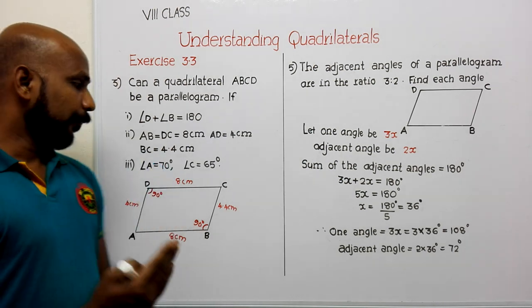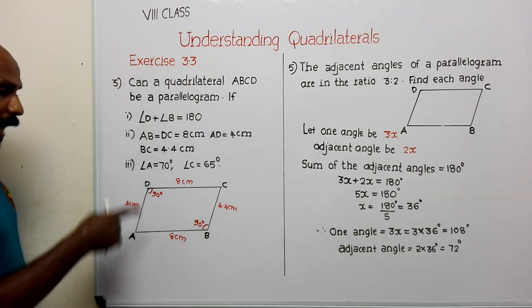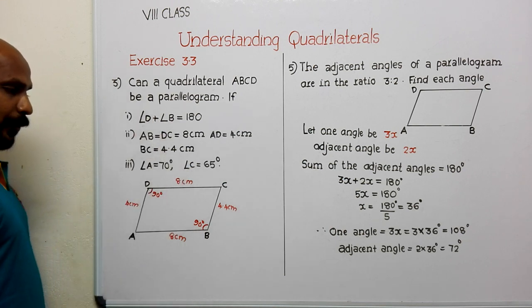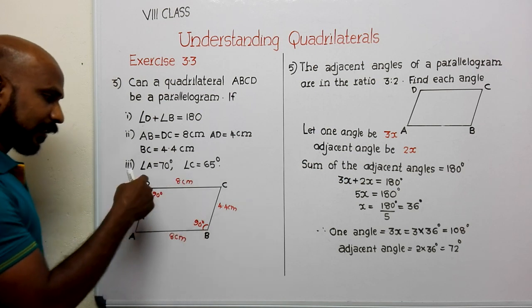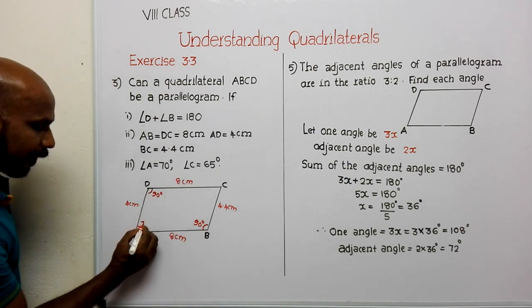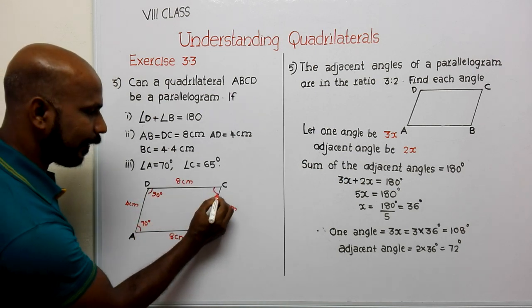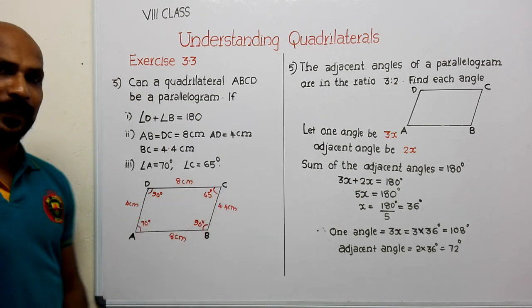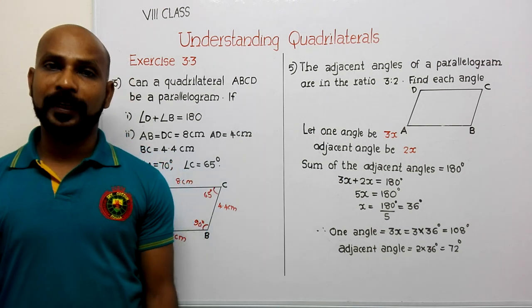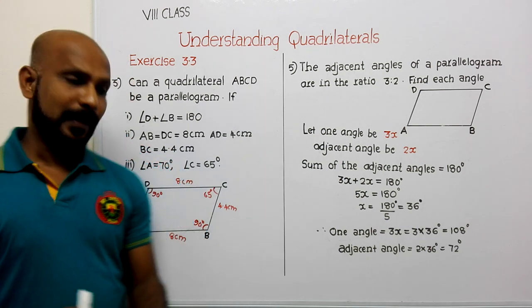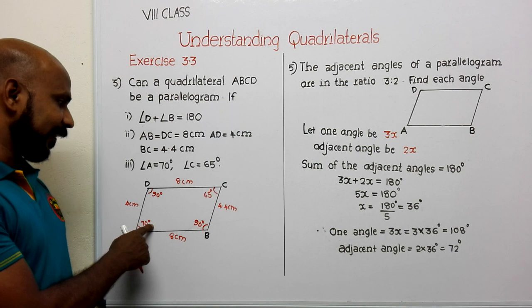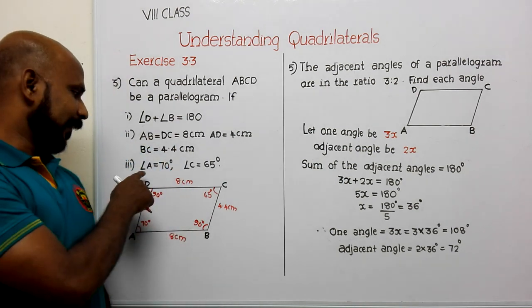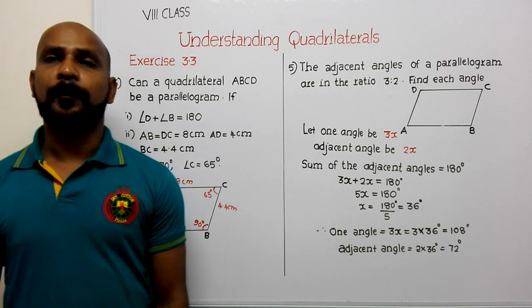Okay. Now we will think about the third question. Angle A equals 70 degrees, angle C equals 65 degrees. So think of a quadrilateral in which angle A equals 70 degrees and angle C equals 65 degrees. Angle A and angle C are opposite angles. In a parallelogram, opposite angles are equal. But here in the given question, angle A is 70 degrees and angle C is 65 degrees. Both are not equal. So in this condition also, it is not a parallelogram.